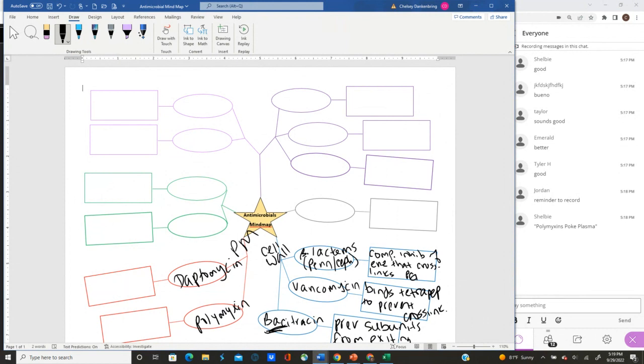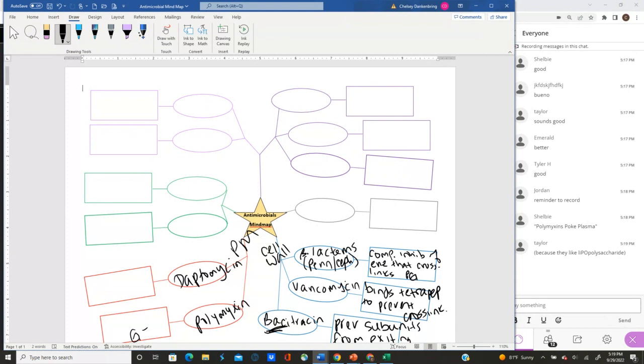So yeah, polymyxins poke the plasma membrane. Remember, polymyxins specifically are going to target gram-negative cells. I'm going to put that in the table. Polymyxins do that because they have an affinity for lipopolysaccharide, LPS, which is only found in the outer membrane of gram negatives, okay? So polymyxin is going to make a leaky membrane for gram negatives.